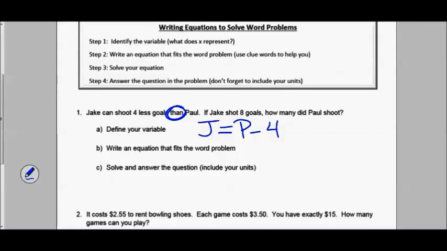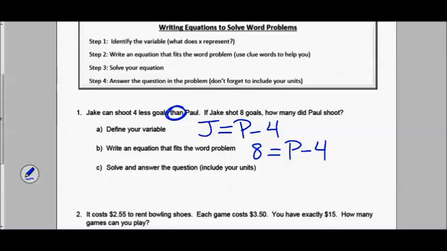But then it tells us that Jake shot 8 goals. So we don't need 2 variables in our equation. We know how much Jake shot. He shot 8. So instead of J, I'm going to replace it with an 8. Now we have an equation that actually helps us solve the question. The question was, how many did Paul shoot? Well, P stands for Paul, so we can solve our equation and answer that question.